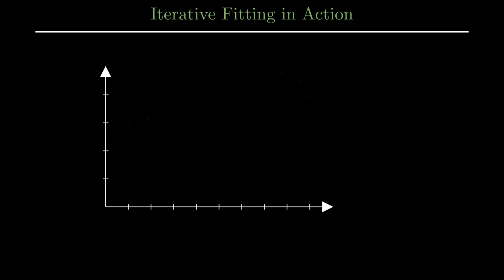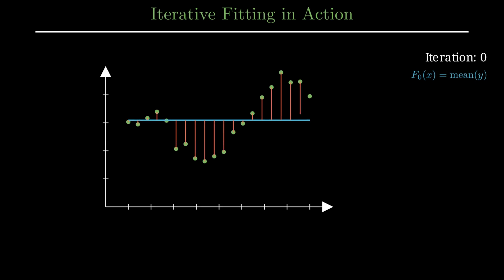Now let's visually see how a gradient boosting model iteratively reduces its residuals, with the learning rate set to 0.1.